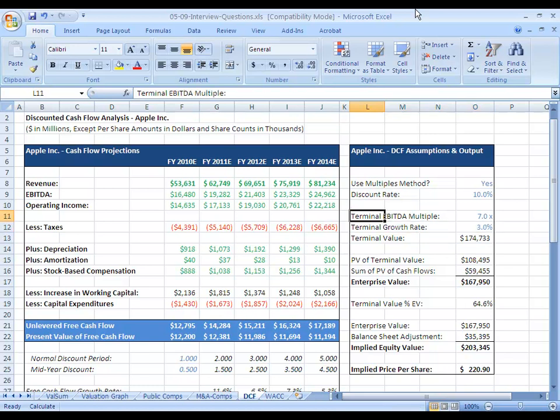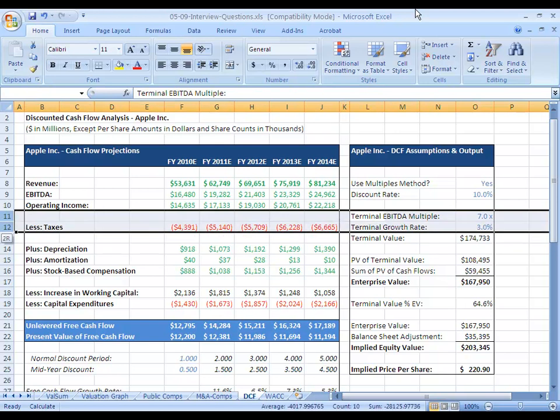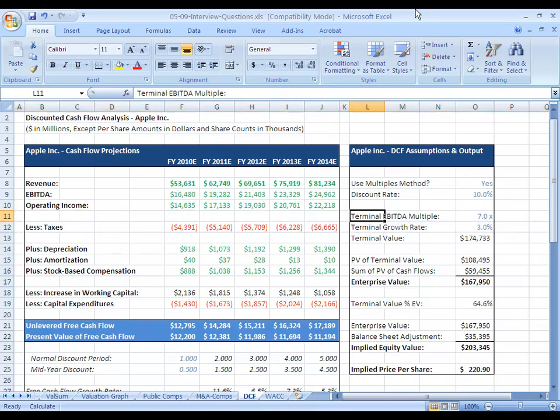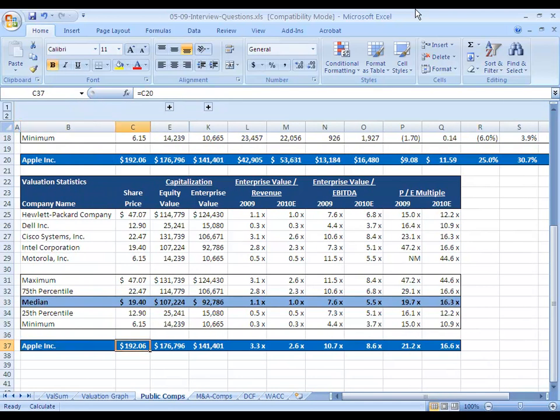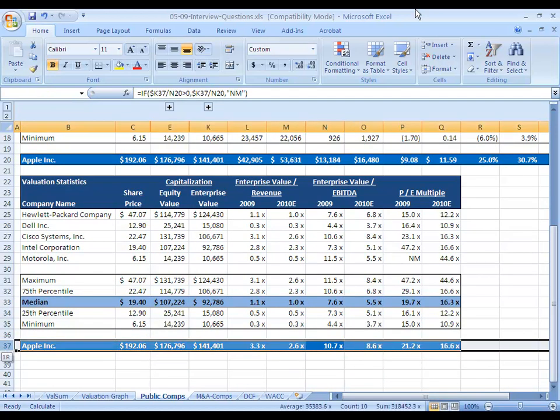You could also get questions on how to pick the EBITDA multiple or the long-term growth rate. For the EBITDA multiple, normally you base it either on the public company comparables, as we did here, where we went in and saw that the median was around 7x, or you could base it on what the company is currently trading at, and then do a slight discount to that to reflect the fact that the multiples will probably come down 5 years into the future.